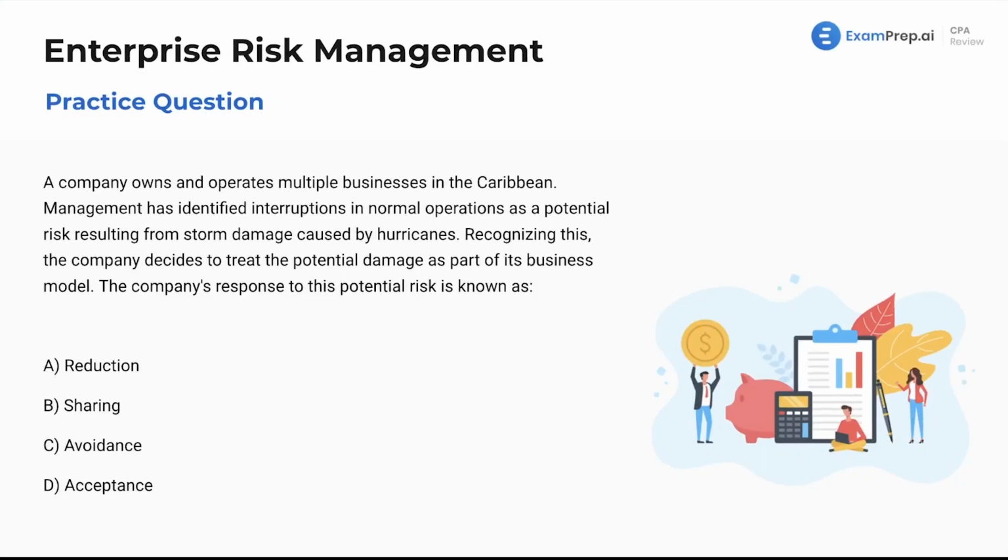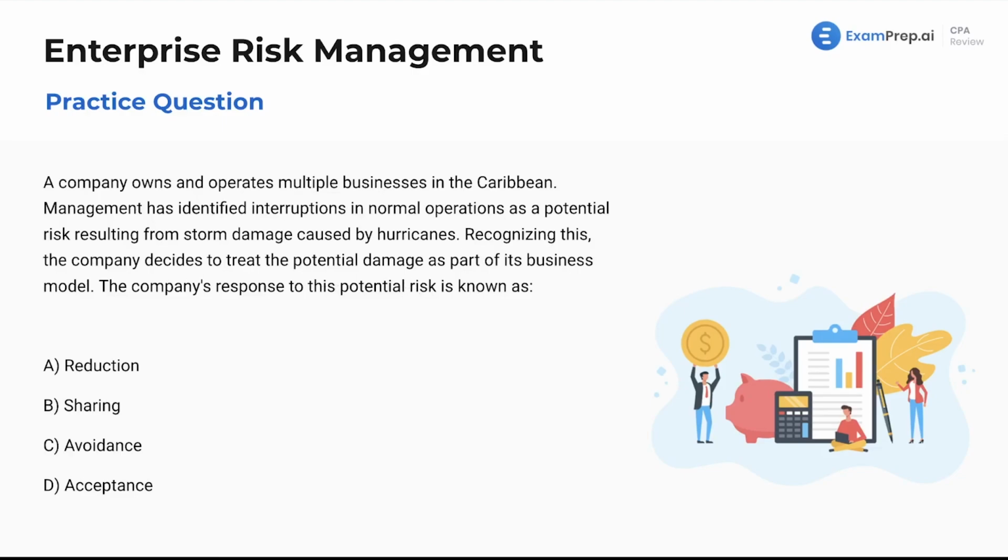Let's run through some multiple choice questions on our enterprise risk management. A company owns and operates multiple businesses in the Caribbean. Management has identified interruptions in normal operations as a potential risk resulting from storm damage caused by hurricanes. Recognizing this, the company decides to treat the potential damage as a part of its business model. The company's response to this potential risk is known as what?